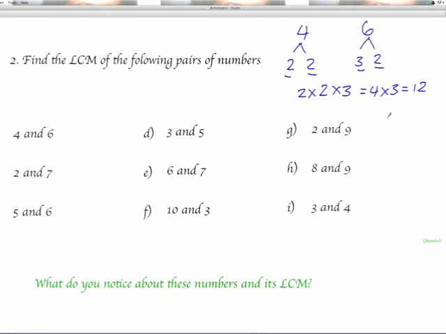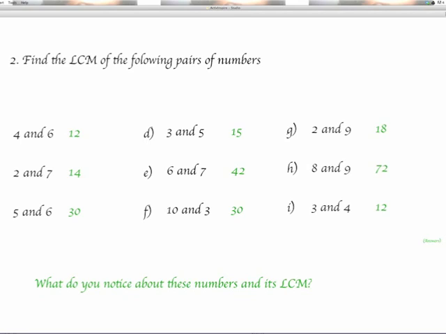Okay, so go through these questions and write down your answers. And also, once you've done that, just have a think about what you notice about these numbers and its lowest common multiple. So here are the answers. And then you should have noticed that you just need to multiply the two numbers together. So 5 times 6 gives me the 30, and that's also the lowest common multiple. 3 times 4 is 12, that's also my lowest common multiple.